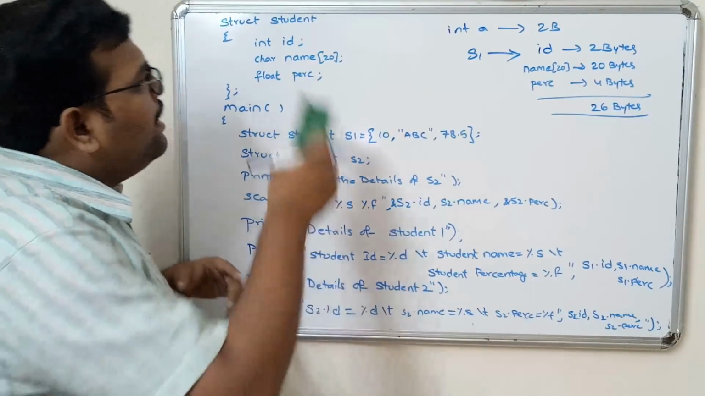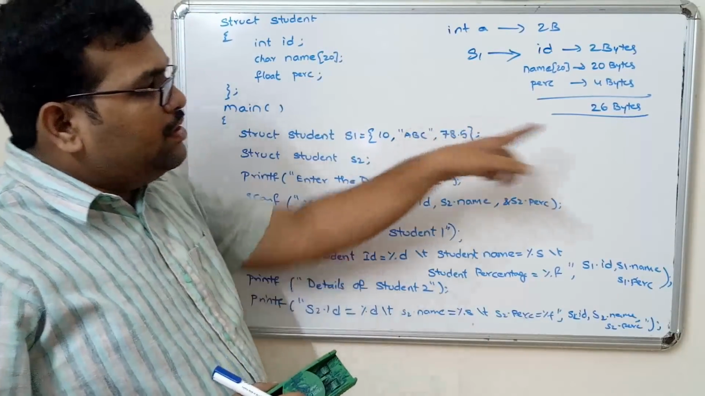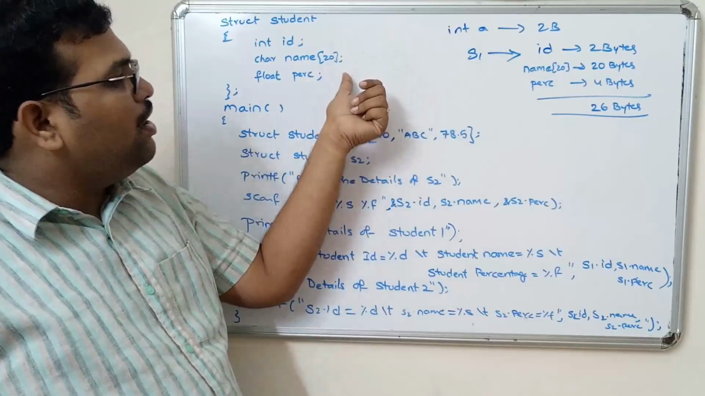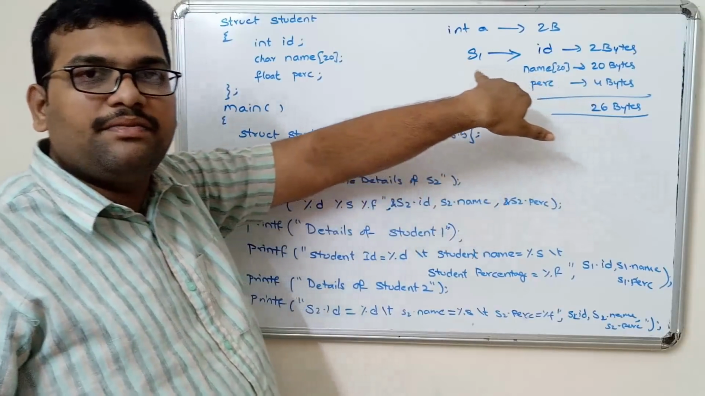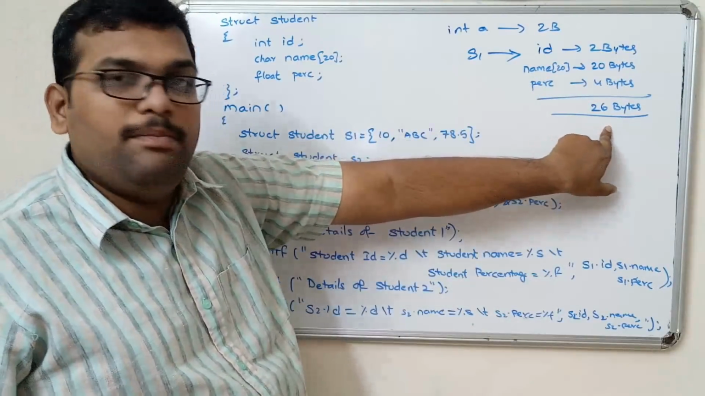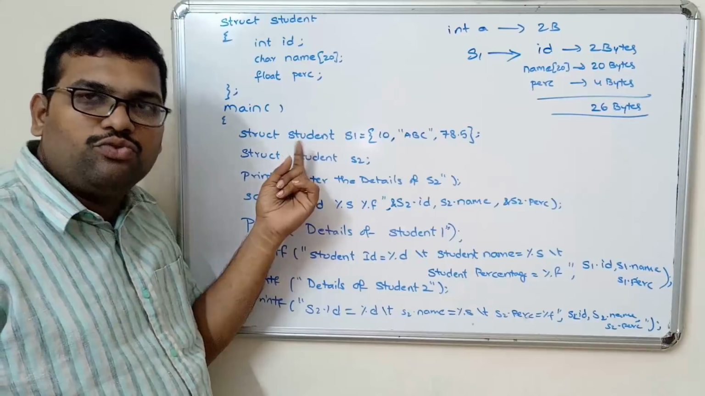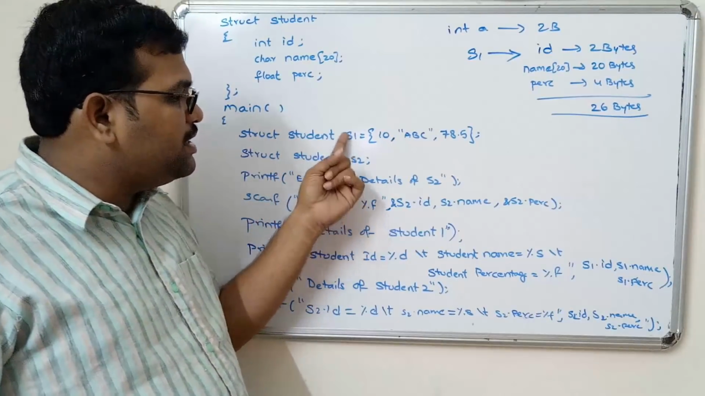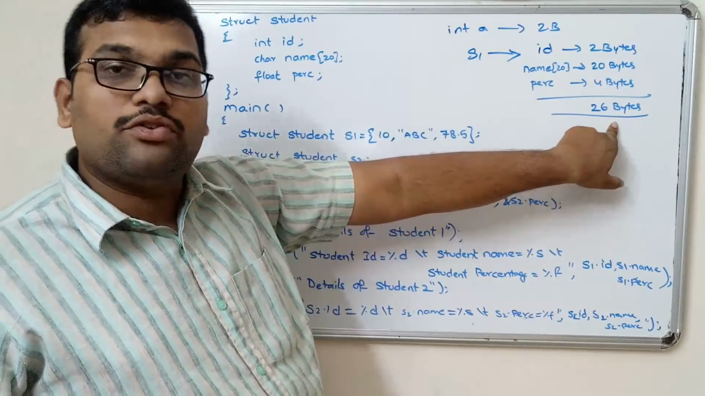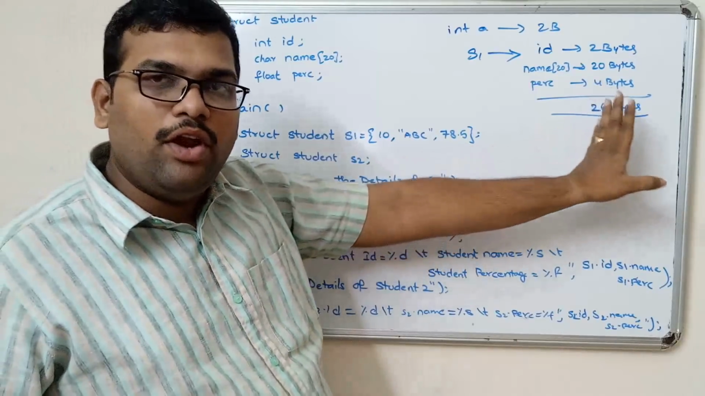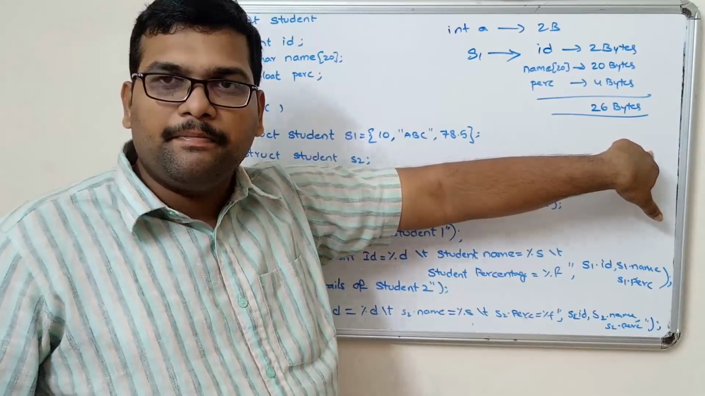So we have to add the memory occupied by all the members of the structure. By adding all the sizes of the members, we get the memory occupied by the structure variable. So 26 bytes will be occupied by a structure variable created using the tag name student. In this example, 2 structure variables are created, s1 and s2. s1 will occupy 26 bytes of memory, and s2 will also occupy 26 bytes of memory.